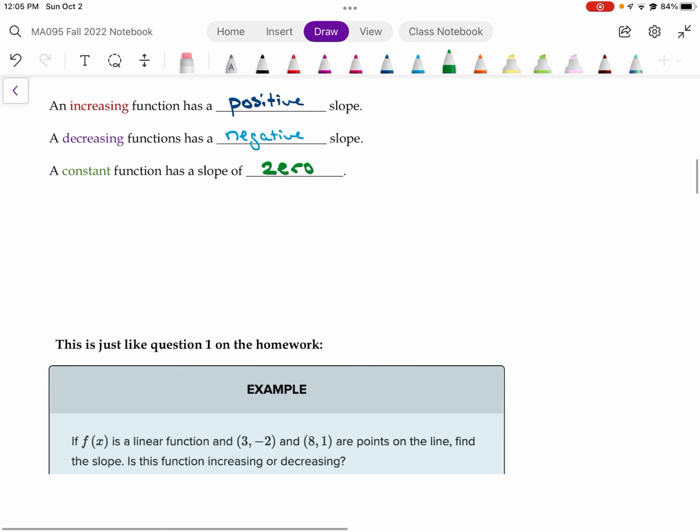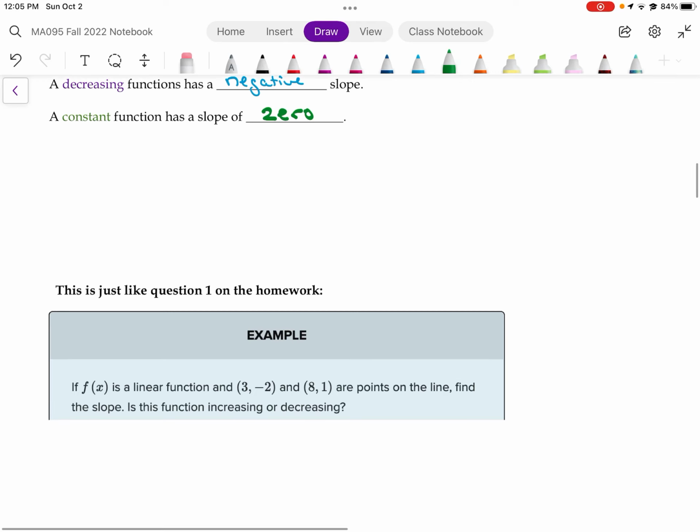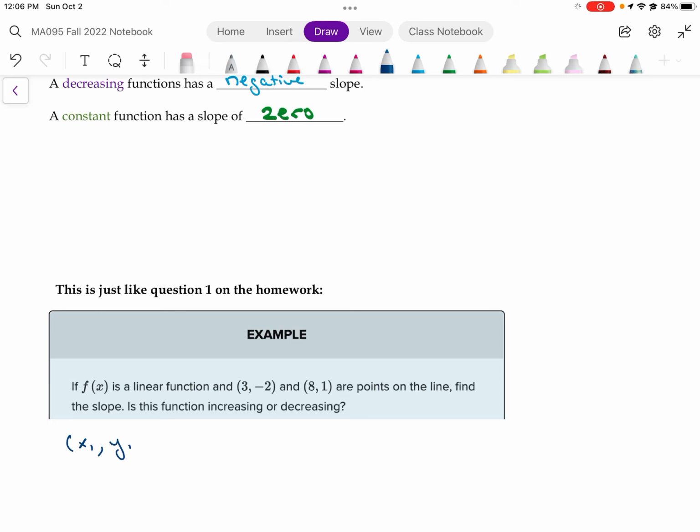All right, so this one is just like question 1 on the homework. So I wanted you to see it here and practice it. So here's what we're going to do. We're going to name our 2 points first. So x1, y1, we'll call this one number 1 right here, is going to be 3, negative 2. And x2, y2 is going to be that one. So we'll call that one x2, y2 is 8, 1.